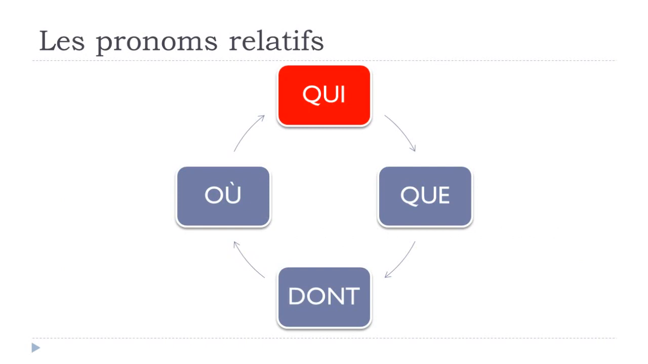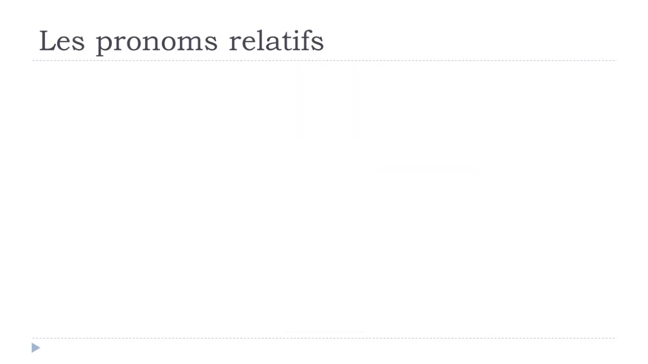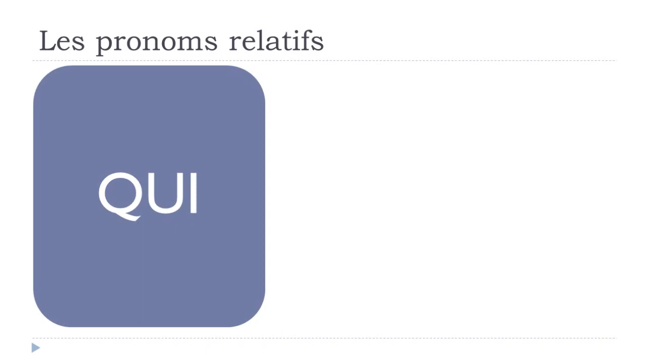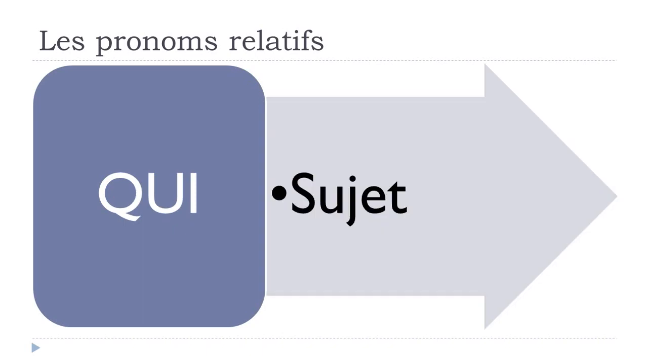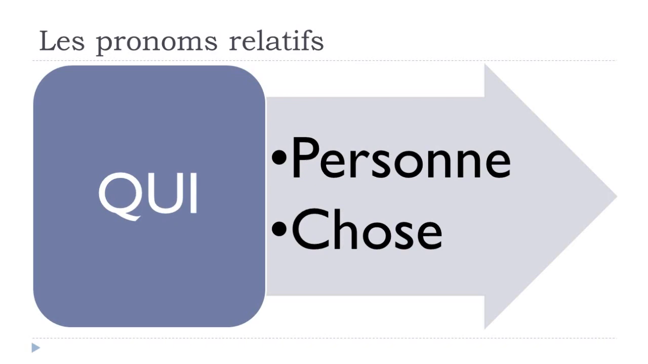Okay, so pronouns, as usual, are these little words that you use to avoid repetition if something was already said, or if you want to, in one sentence, combine two different sentences. Okay, so the first one, qui, normally we use it because it's subject. So it can be whether for a person or a thing, pour une personne ou une chose. And then the first examples that we'll see will be for une personne.